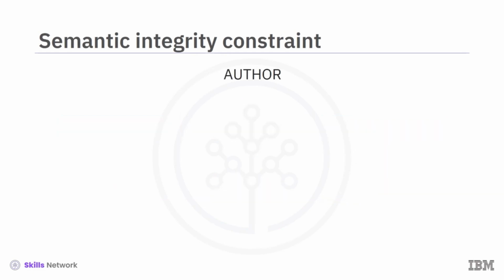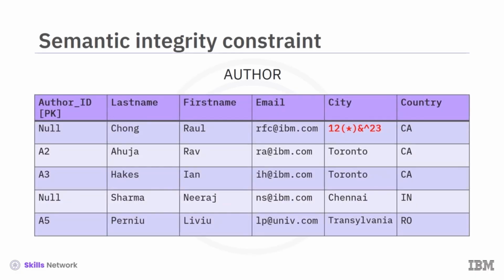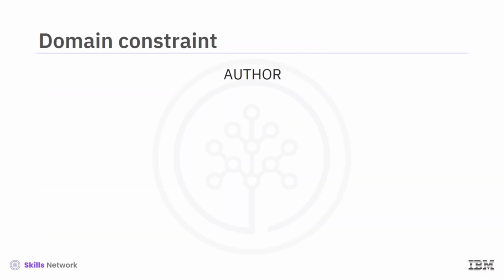The correctness of the data in a table is enforced by the semantic integrity constraint. For example, in the relation author, if the attribute or column city contains a garbage value instead of Toronto, the garbage value does not have any meaning. The semantic integrity constraint is related to the correctness of the data. A domain constraint checks for valid values for a given attribute.